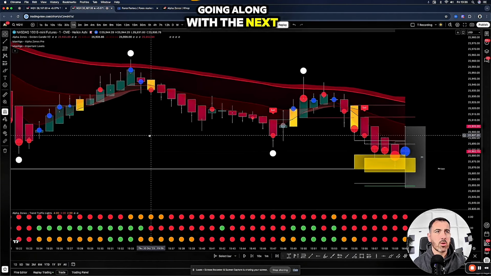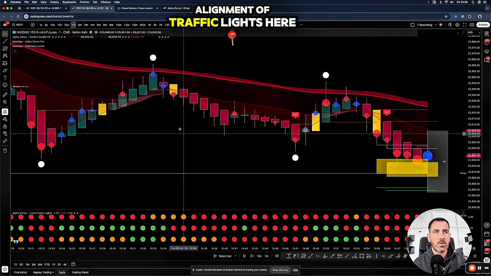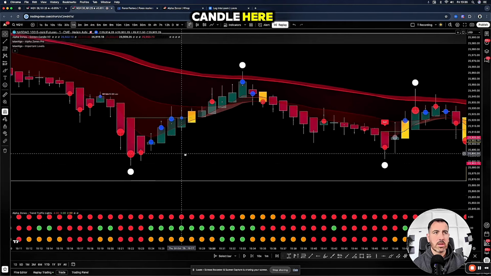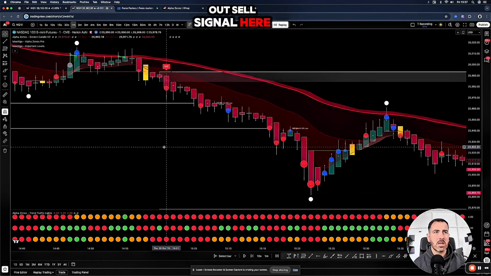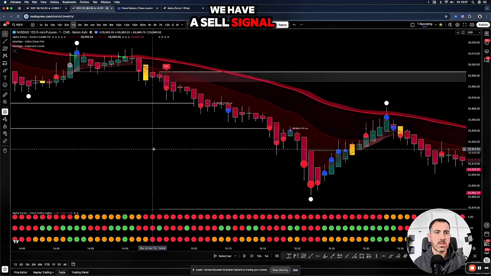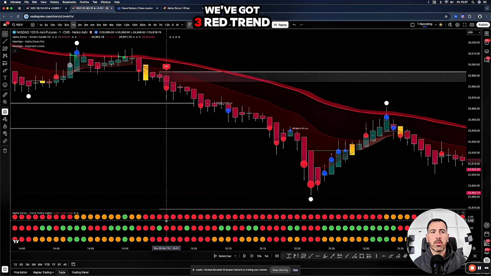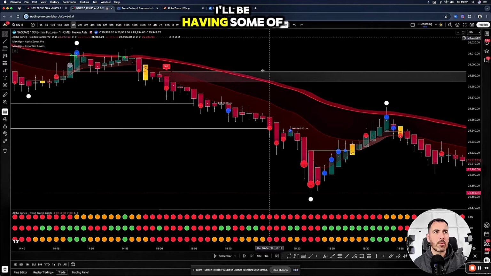So we're going along with the next golden candle. Does it line up? No, it does not. Golden candle, we've not got an alignment of traffic lights here. We are bearish on the trend wave, so that's good. The golden candle here, we're not looking at that. So let's just go out. Sell signal here. We have a sell signal. We've got bearish volume. We've got a red trend wave. Nice and simple. We've got 3 red trend traffic lights. Thank you very much. I'll be having some of that one.